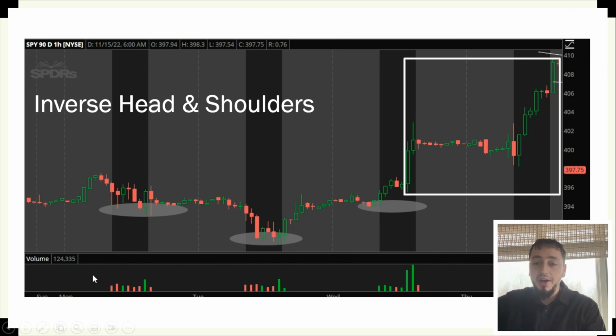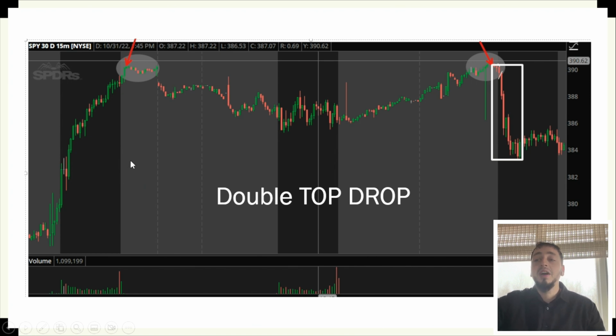Very bullish scenario. Next is the double top drop. Guys, this was my favorite chart pattern in this market. Obviously, we've been in a pretty bearish market, so the double top drop has worked phenomenally. How it works is you find a certain price, right? Price rips up into 390.